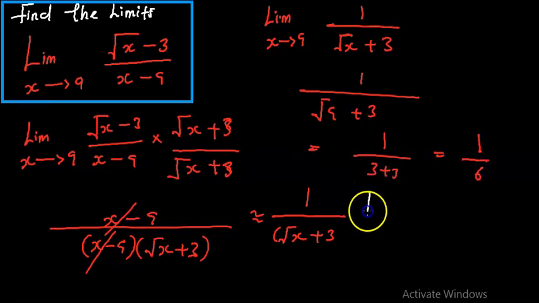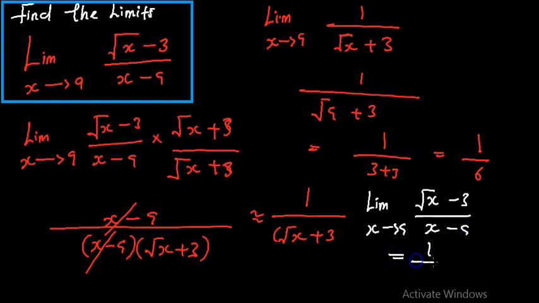The final answer is that the limit as x approaches 9 of square root of x minus 3 divided by x minus 9 is simply going to be 1 divided by 6. And this is it for this problem.